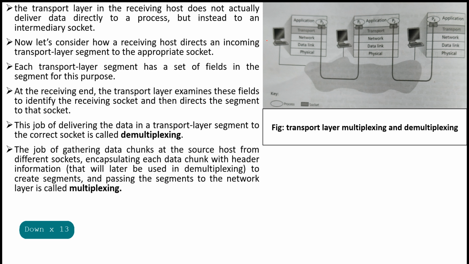The job of gathering data chunks at the source host from different sockets, encapsulating each data chunk with header information that will later be used in demultiplexing to create segments, and passing the segments to the network layer is called multiplexing.